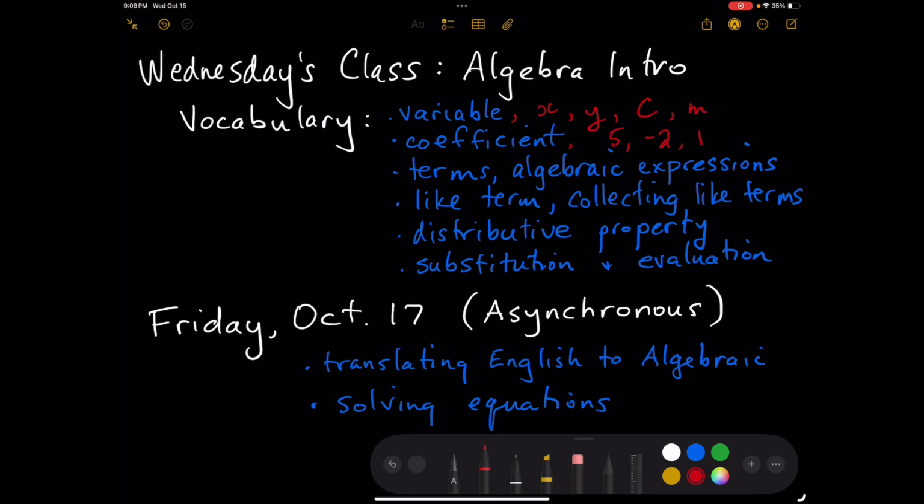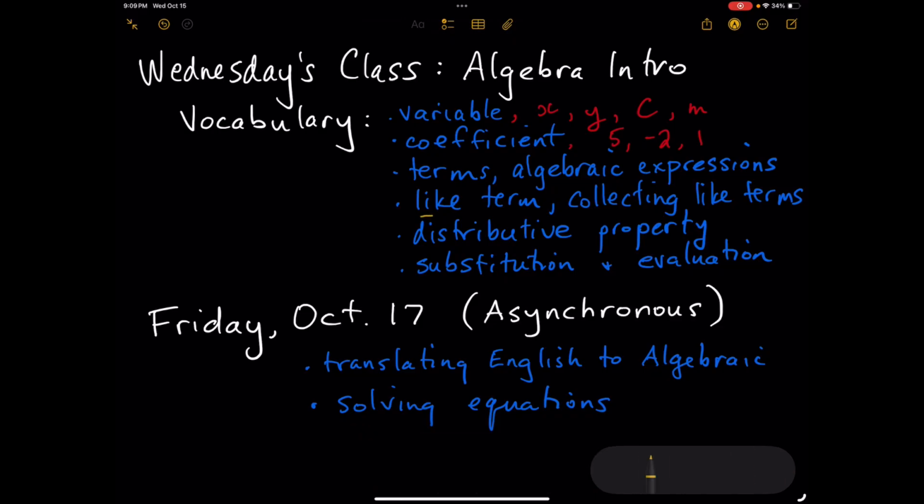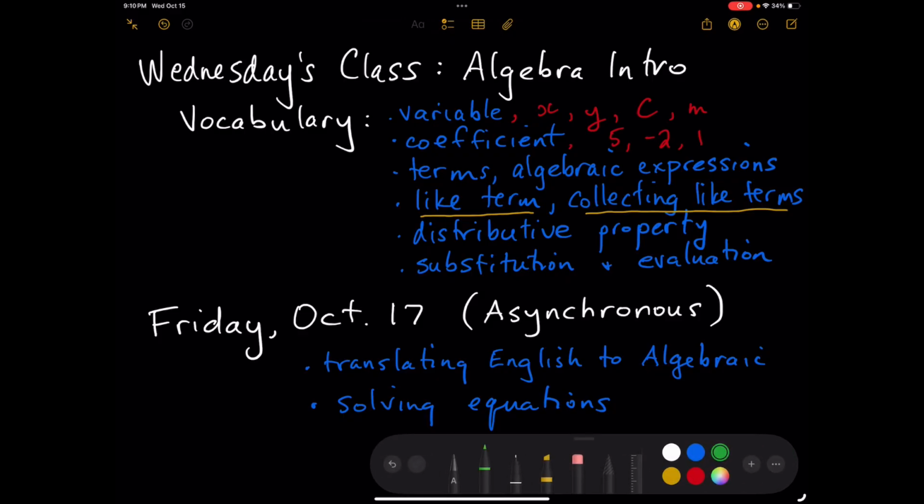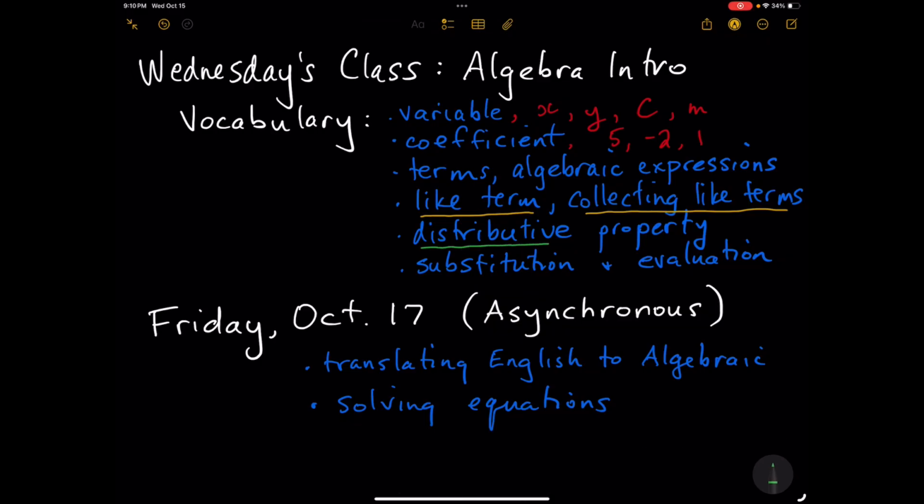And today we're going to do some solving. But just to make note that we need to keep in mind things like terms, and also like terms or unlike terms. Sometimes we're going to collect like terms or combine like terms. And then we have this idea of what's called the distributive property, which is kind of handy.